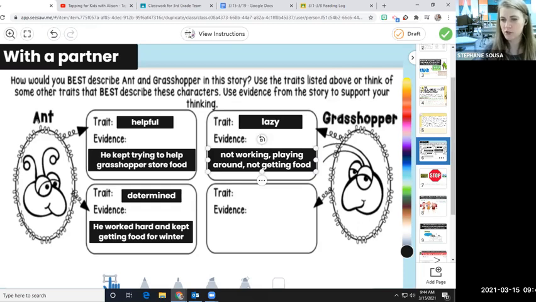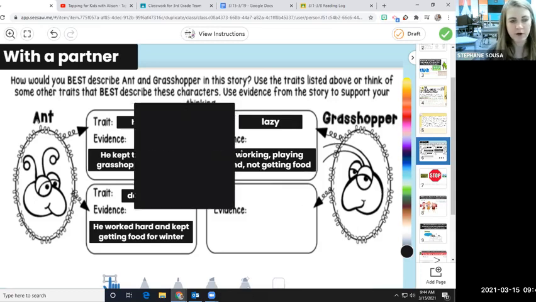Volunteer, or I'm going to pick. Dun, dun, dun. Steve Rogers, you've been selected. What other word can describe grasshopper?